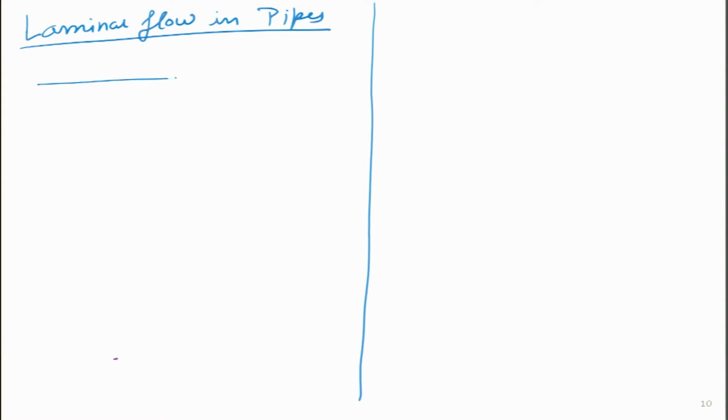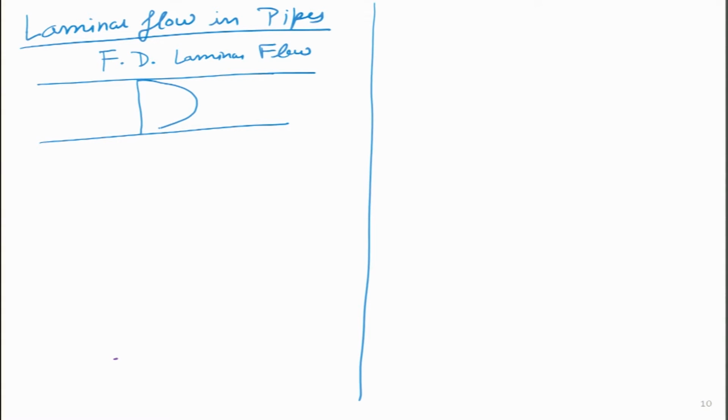So, let us look at the background of laminar flow in simple pipes. If we have a pipe over here and we have fully developed laminar flow, so I will write it is fully developed. So, if we solve the Navier-Stokes equation, what we get is, for a circular pipe, the velocity profile turns out to be parabolic. That exercise I will leave to the students.